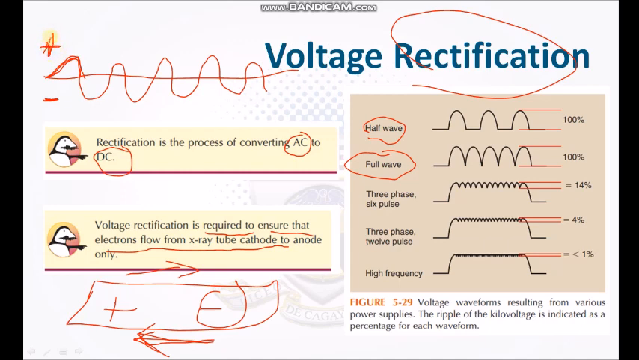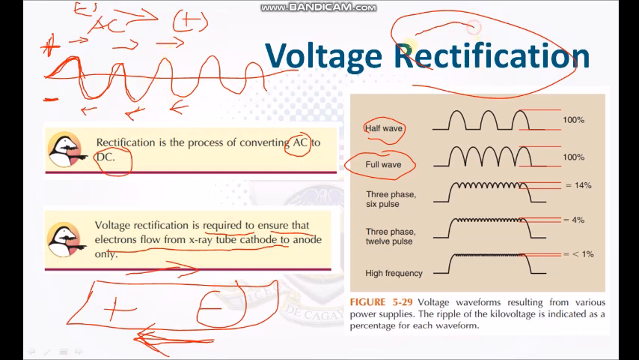Okay? So again, this is AC, alternating current. Positive, negative, positive, negative. So that means electrons are going forward, backward, forward, backward. That is the flow of the electrons. Now, again, we need the electrons to only travel from the cathode side towards the anode side. That is the only flow of electrons that is acceptable inside of the X-ray tube.